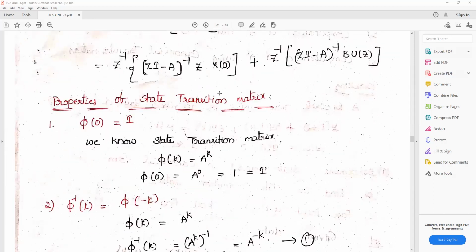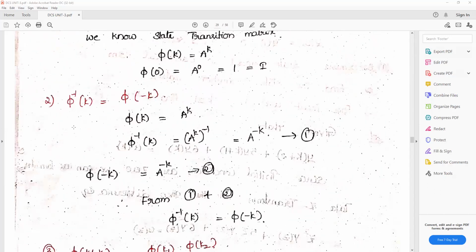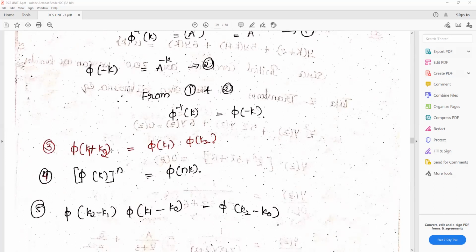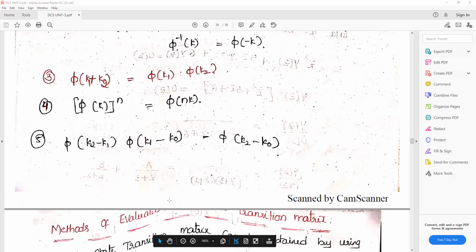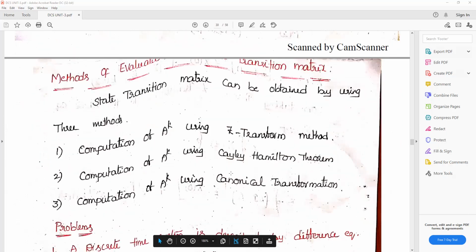So the properties of the state transition matrix we just discussed. Phi of 0 is equal to I, first property. Phi inverse of k is phi of minus k. Phi of k1 plus k2 is equal to phi of k1, phi of k2. Phi of k whole inverse is equal to phi of minus k. In the fifth property, phi of k2 minus k1, phi of k1 minus k0 is equal to phi of k2 minus k0.